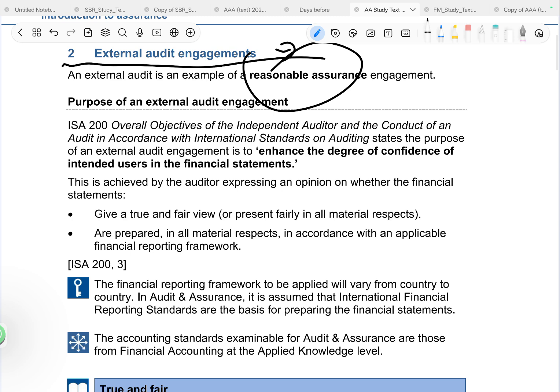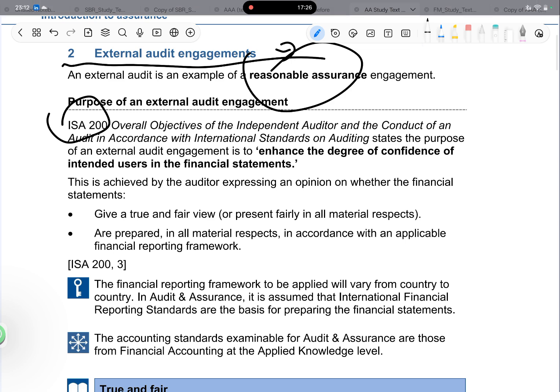Now, the question is, why do we need an external audit? According to ISA 200, which is Overall Objectives of the Independent Auditor and the Conduct of an Audit, the purpose of an external audit is to enhance the degree of confidence of intended users in the financial statements. In simple words, the audit helps people trust the financial statements more. Because remember, many different types of people rely on the financial statements, such as investors, shareholders, bank lenders, and analysts. These users need to know whether the financial statements they are relying on are reliable and accurate, and that confidence is created when the auditors express an opinion on the financial statements.